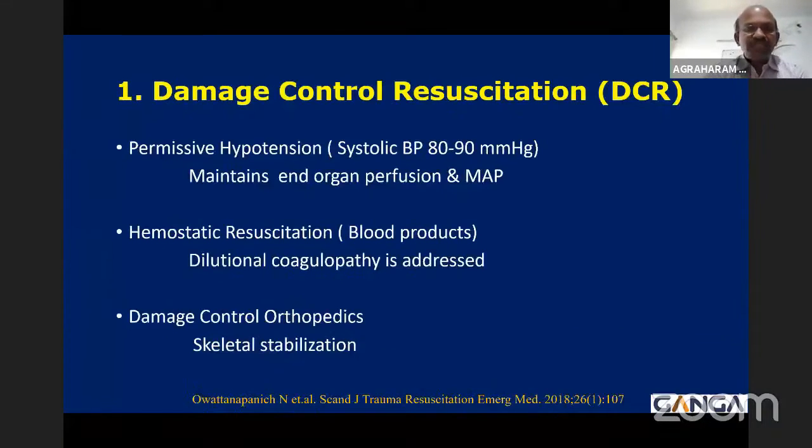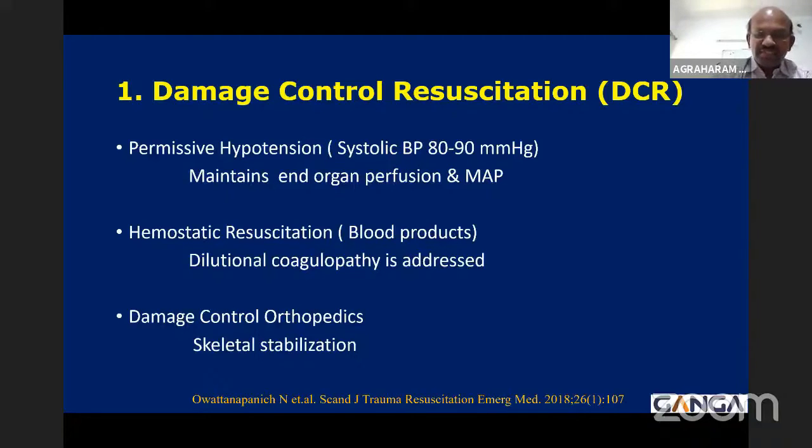The first step that we need to do is damage control resuscitation. Whatever damage has happened because of the injury, we need to control it and we need to resuscitate the patient. First, we look at permissive hypotension, that is systolic BP of 80 to 90 millimeters of mercury. We should not aim to raise the BP beyond 100 to 110, because the higher the systolic BP in an injury situation, there can be further bleeding and the patient can deteriorate further. So we need to maintain permissive hypotension at 80 to 90 millimeters of mercury, and we need to concentrate on resuscitating with fluids and blood products.